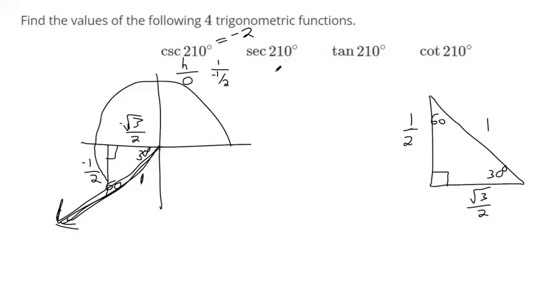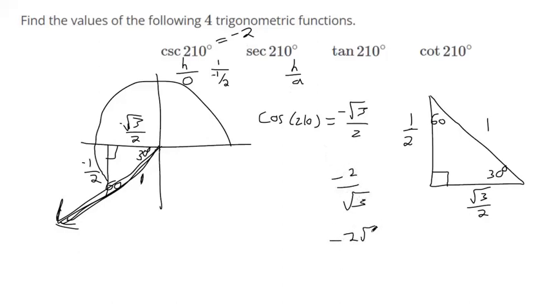And then same thing with secant. Secant is the reciprocal of cosine. In other words, it's hypotenuse divided by adjacent. Or we could just figure out what cosine of 210 degrees is. So cosine is the adjacent side divided by the hypotenuse. So cosine of 210 is negative square root of 3 over 2. So that means secant of 210 is -2 over square root of 3. Or you might see it written like this, -2 square root of 3 over 3. Same thing, because I just multiplied the top and the bottom by square root of 3 here. So secant 210 is -2 square roots of 3 over 3.